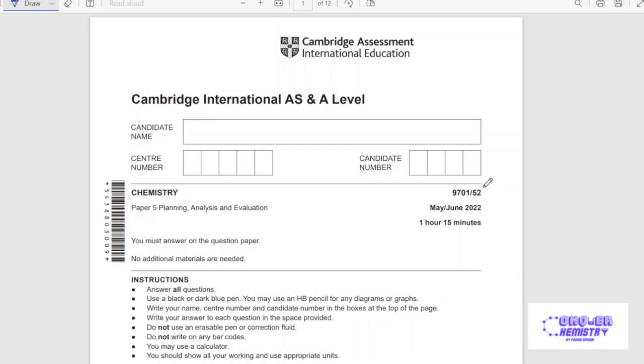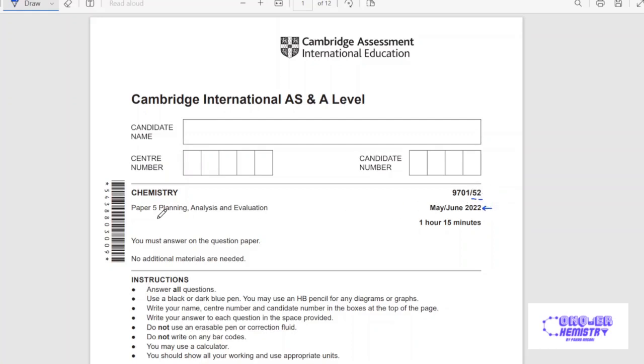Assalamu alaikum everyone. This is Fahd Ansari and I'm here to help you conquer chemistry. So far in the SolveIt series, I've only looked at the Cambridge International AS level chemistry, paper 1, which is the multiple choice paper. Now in this episode, we'll be looking at the A level chemistry, paper 5. And this one is the May June 2022, paper 5, variant 2.